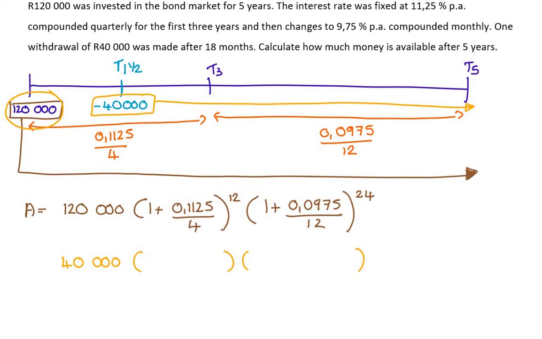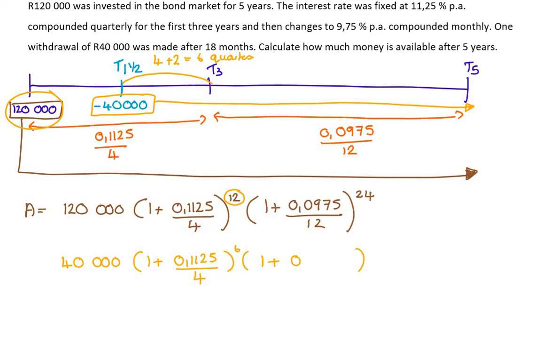So 40,000 Rand, now I've got to be a little bit careful, that's 18 months, that's 1.5 years. Now in 1 year there's 4 quarters. So in half a year there'll be 2 quarters. So this is 6 quarters. Now that again makes sense, because if there's 12 quarters in the whole time period, 6 quarters would be half the time, and 1.5 is half of 3. So it only needs to gain interest at 11.25% compounded quarterly for 6 quarters.